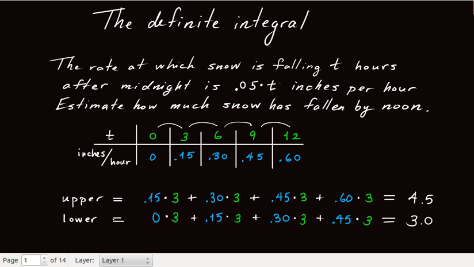Do the same thing with the lower estimate, except this time we're going to use the numbers on the left because these are the smaller numbers. Between 0 and 3, the small number is 0. Between 3 and 6, the small number is 0.15. Between 6 and 9, the small number is 0.30. Between 9 and 12, the smaller number is 0.45. And so I use these numbers to sum up to give me the total change in the snow. It's an underestimate, so it says that at least 3 inches of snow fell between midnight and noon. So somewhere between 3.0 and 4.5 is the truth.